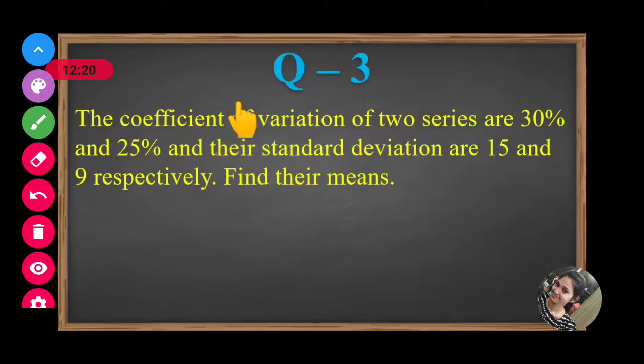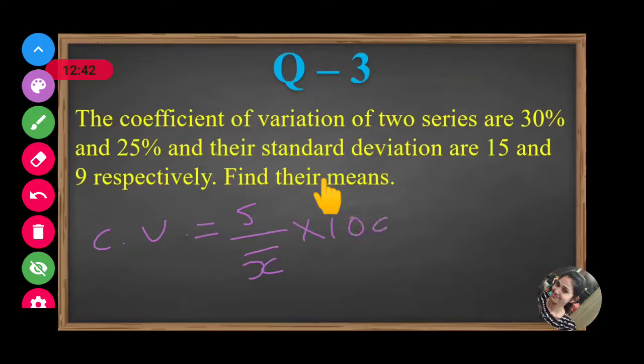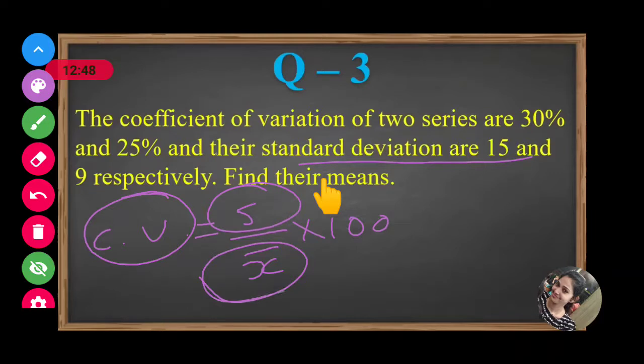Question number 3. The coefficients of variation of two series are 30% and 25% and their standard deviations are 15 and 9 respectively. Find their mean. Here you can understand from our formula, coefficient of variation CV is equal to S upon X bar into 100, right? From this, CV is given and standard deviation is also given. We have to find the X bar.